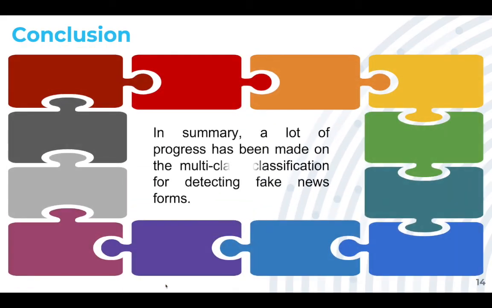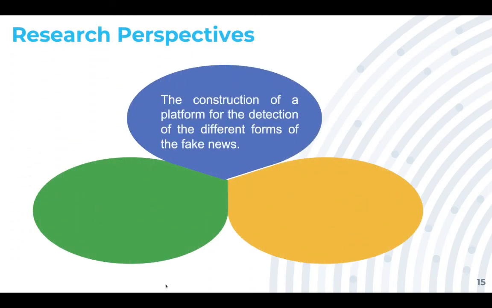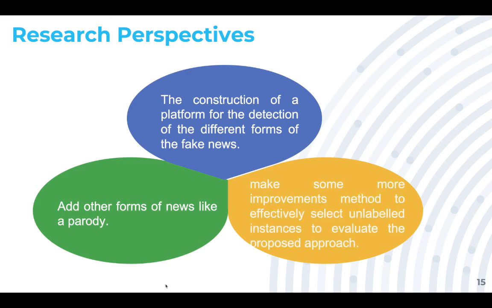In summary, a lot of progress has been made on multi-class classification for detecting fake news forms. So let's move and conclude with some research perspectives, which we hope to do in our future work. The first one is about the construction of a platform for the detection of different forms of fake news. The second one is to add other forms of news like the parody form. And the last one, make some more improvement to the method to effectively select unlabeled instances to evaluate the proposed approach.